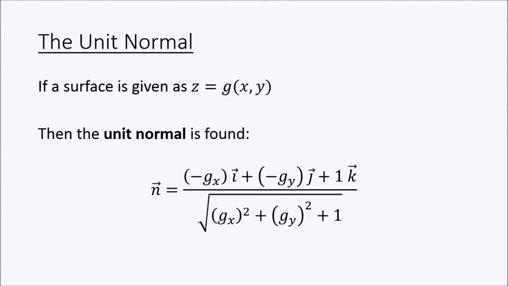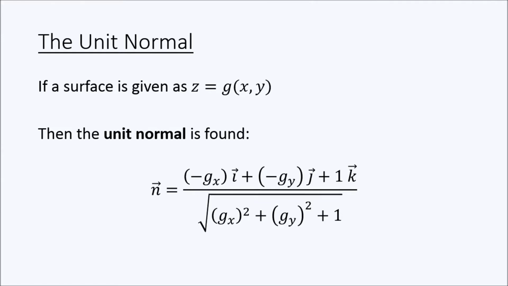And so we see that the normal direction is going to be given by negative the partial with respect to x in the i hat direction, negative the partial with respect to y in the j hat direction, and 1 in the k hat direction. And then, of course, to make it a unit normal, we just divide by the magnitude of that vector, which is, again, the formula on the bottom.